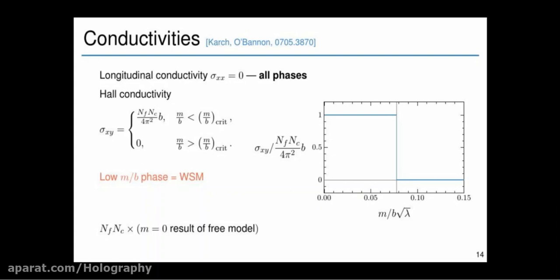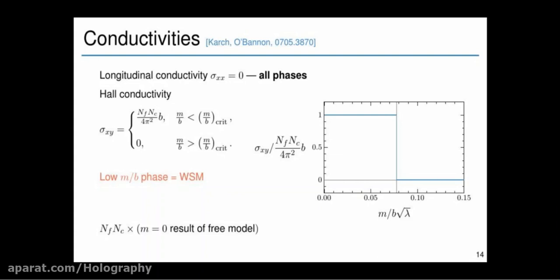So it turns out that the longitudinal conductivity, the conductivity that determines the size of a current parallel to an applied electric field, vanishes for all the phases. But the Weyl Semimetal phase, the low m over b phase, has a non-zero Hall conductivity. It turns out to be given by the total number of fermions times the m equals 0 result of the free model. And it's actually independent of m for all m in this phase.